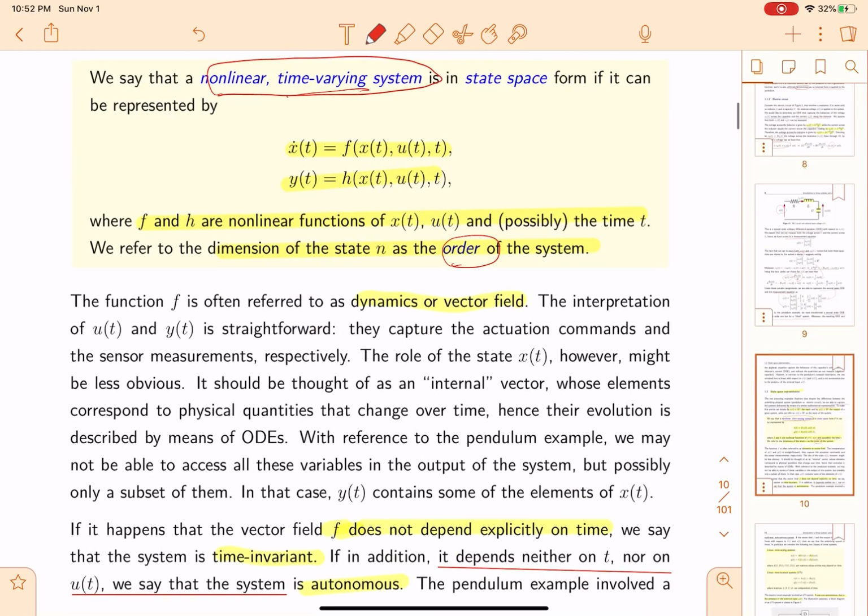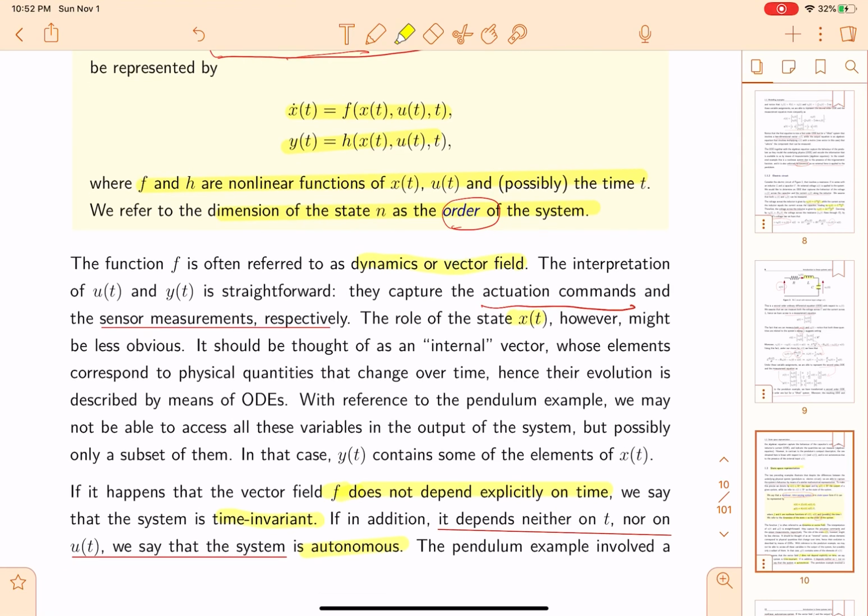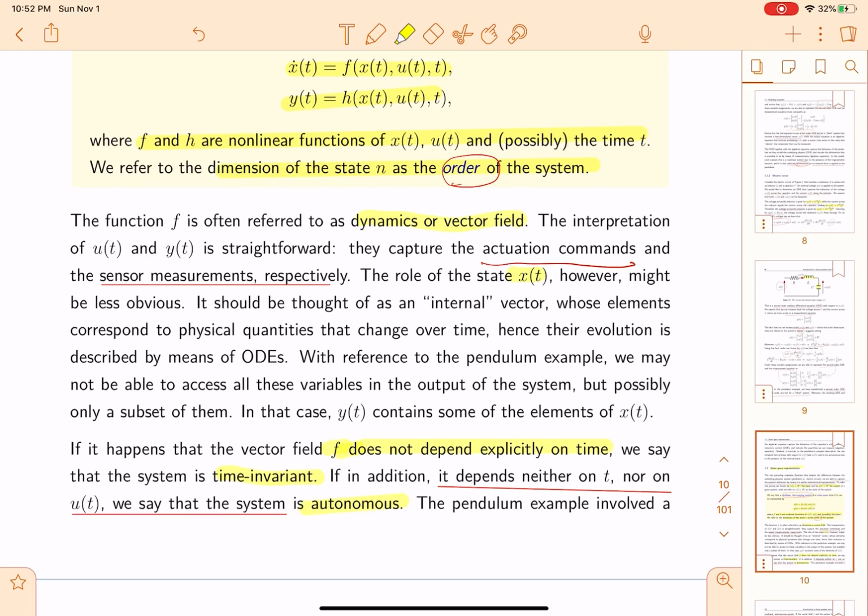The function f is often referred to as the dynamics or vector field, and u(t) and y(t) are straightforward. They capture the actuation commands and sensor measurements respectively. And x(t) represents the state. We will talk about it a lot of times, so it's important to remember. If f does not depend explicitly on time, we say that the system is time invariant. If it depends neither on t nor on u(t), we say that the system is autonomous. Memorize this definition: not on t or u(t).